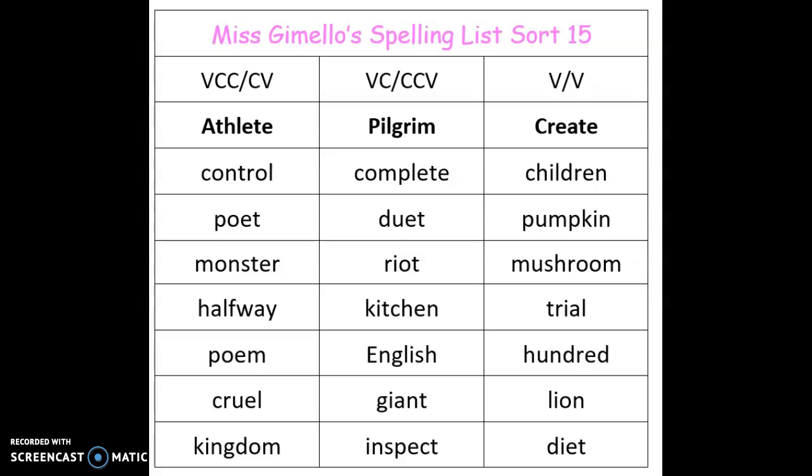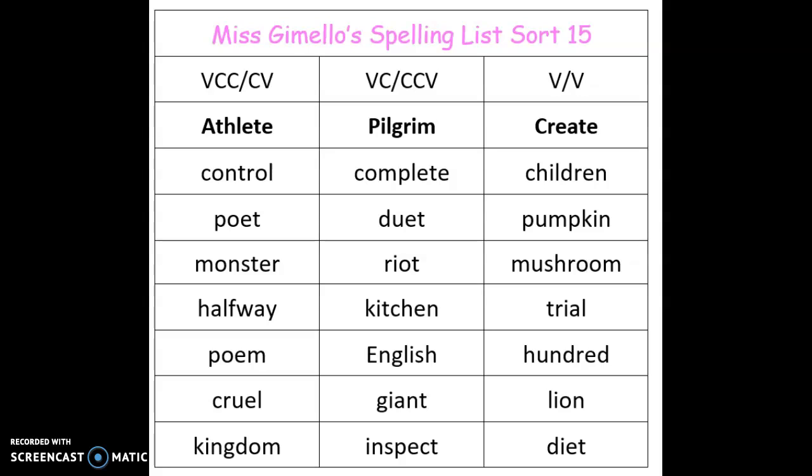And just to review, a syllable means that you are able to tap out or say the words using two simple breaths. For example, athlete, pilgrim, create, control, poet, riot, kitchen, trial, poem, English. As you can hear, there are two parts to each word, and the emphasis is in the first syllable.